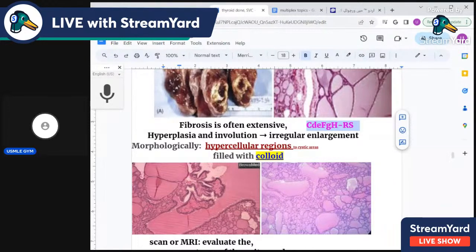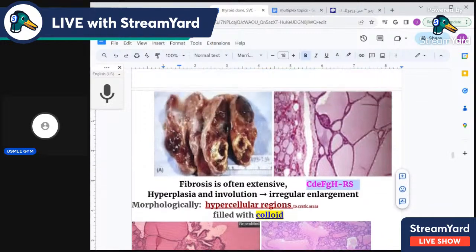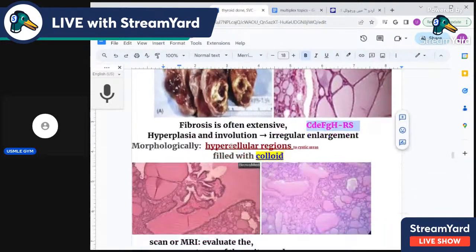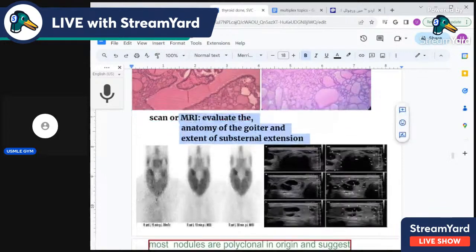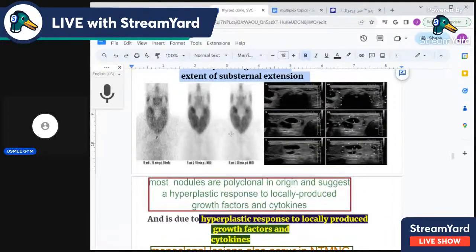There occur hyperplasia and involution in these nodules with an irregular enlargement. See, they are irregularly enlarged. Morphologically, they are hypercellular regions filled with colloid. Scan or MRI evaluates the anatomy of the goiter and extent of the substernal extension. These are the multinodular goiter. So why do they occur?